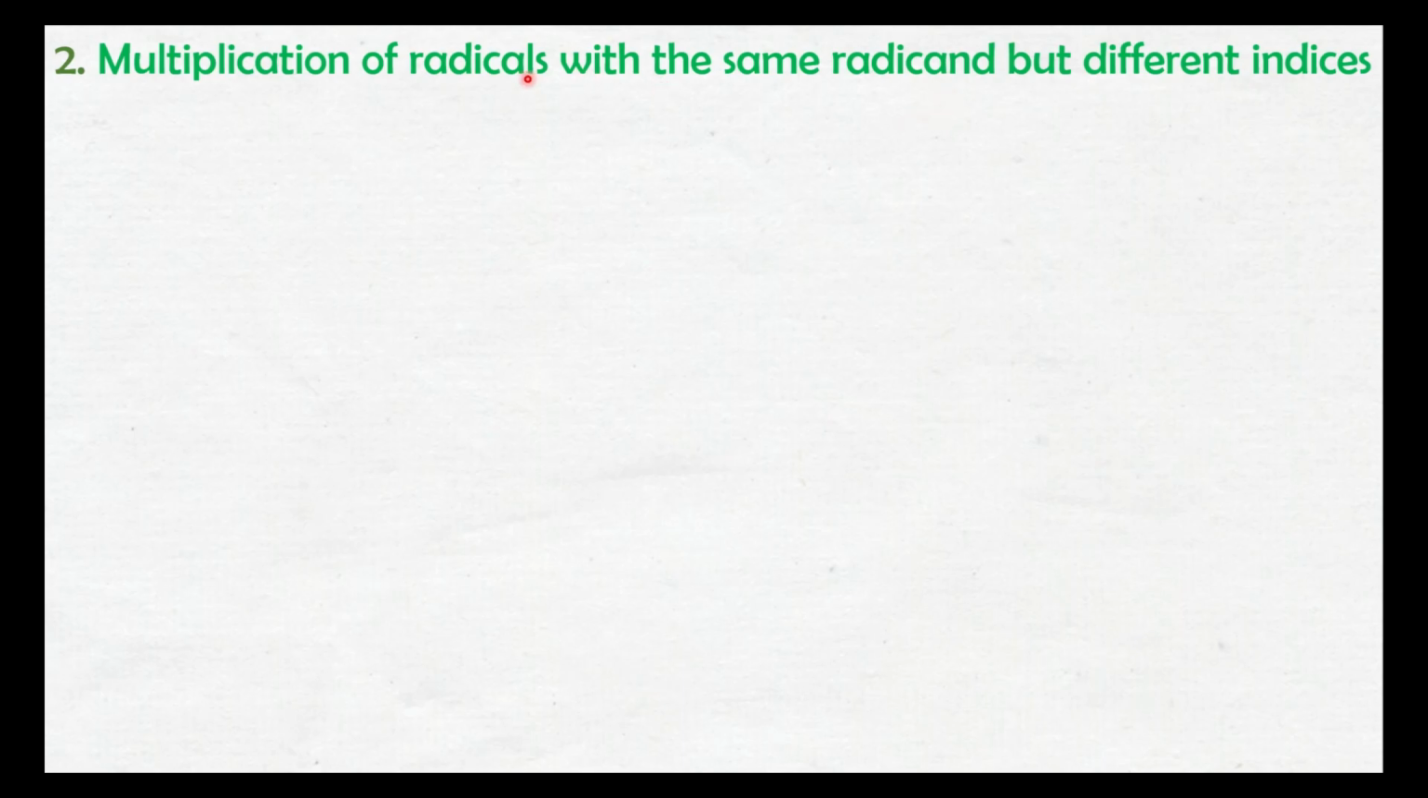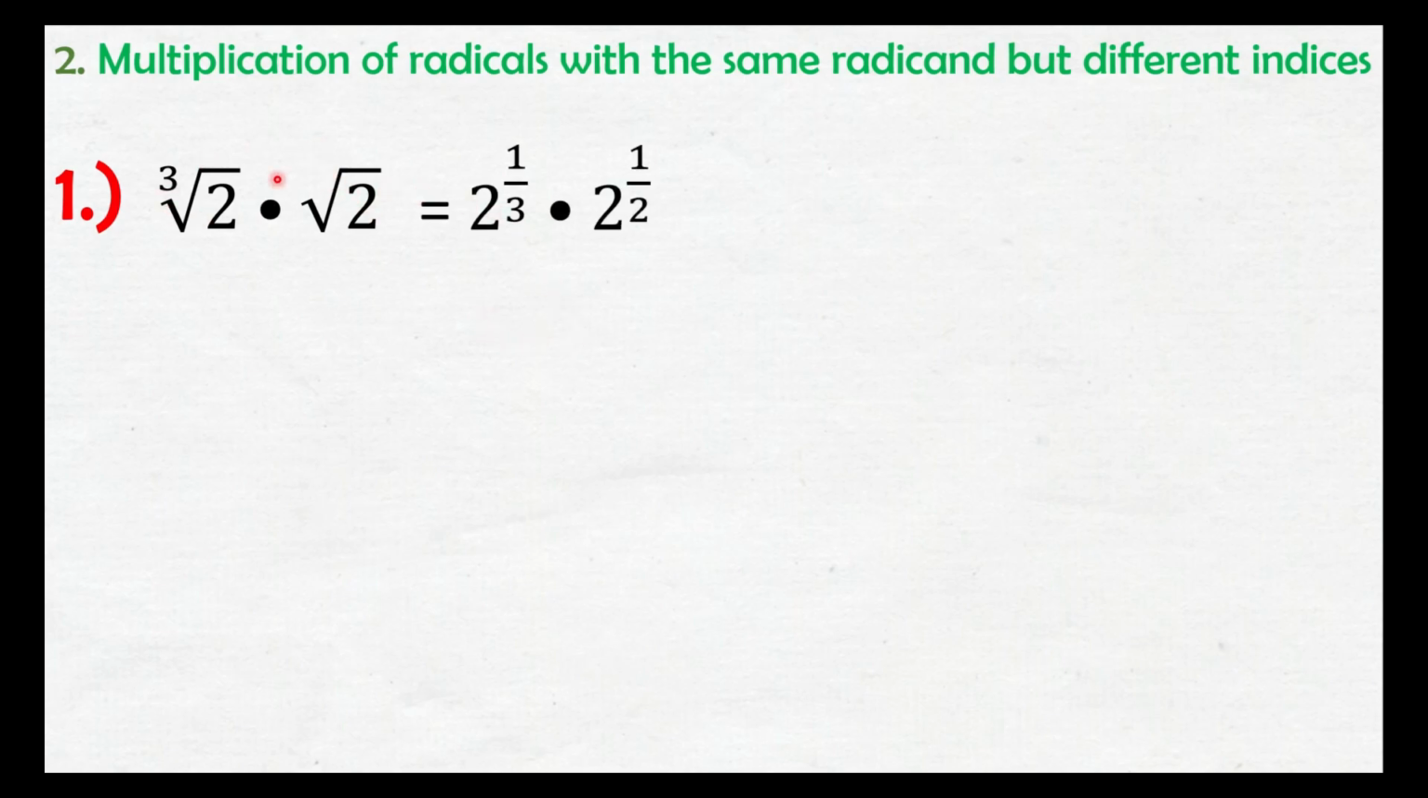So, bigay tayo ng example. Number 1, cube root of 2 times square root of 2. So, hindi magkaparehas yung index, diba? Kaya hindi natin ma-apply si second law of radicals dito. Pero paano kaya natin ma-multiply itong dalawang radicals na ito? So, ang gagawin natin is ita-transform natin sila into exponential form. Si cube root of 2, di ba, pwede natin i-transform as 2 raised to 1 over 3. At si square root of 2, pwede natin i-transform into exponential form as 2 raised to 1 half.